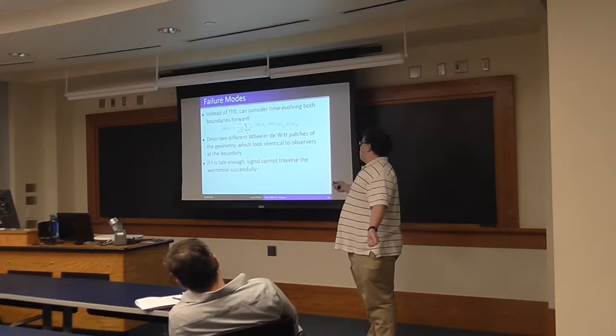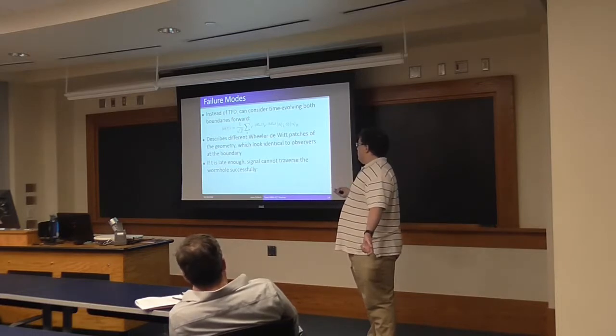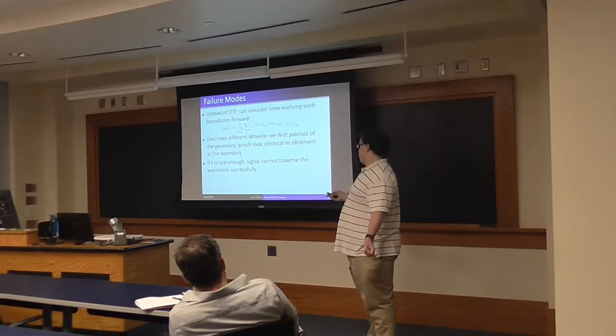So Maldacena and Susskind argued that this just describes a different Wheeler-DeWitt patch of the Penrose diagram. So instead of it being centered at t equals 0, I've now done some time advance forward. But because of the symmetries of the space-time, this looks identical to an observer at the boundary. However, it changes the causal structure, and it might change the signal.